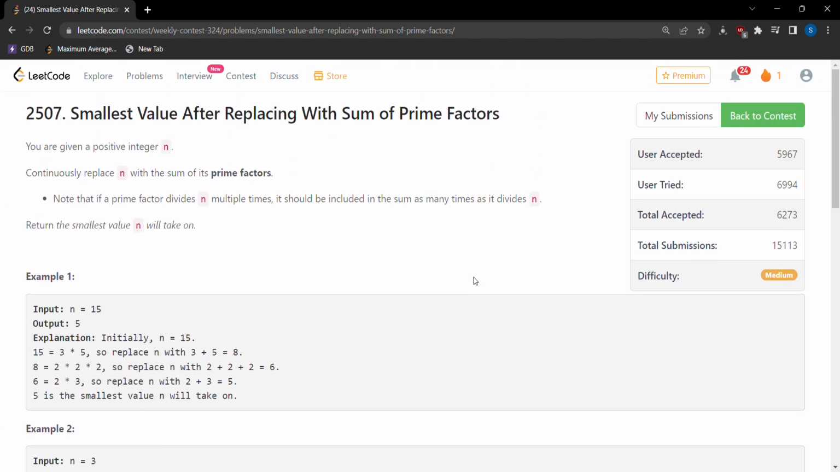This was question 2 for this particular contest. I hope you were able to solve it. I hope you were able to understand the solutions that I gave to you.